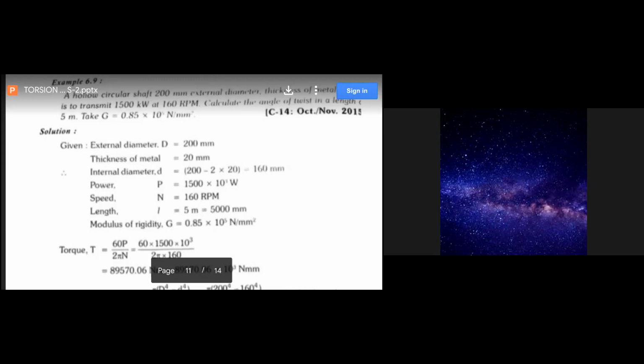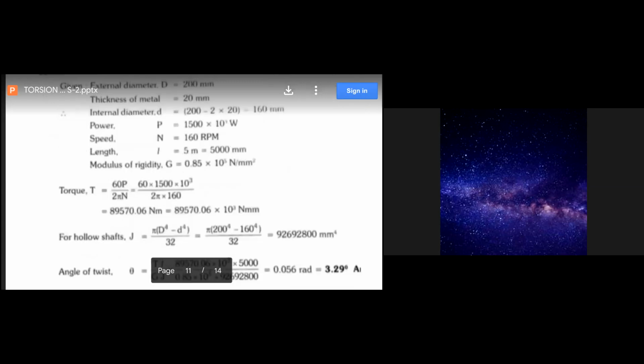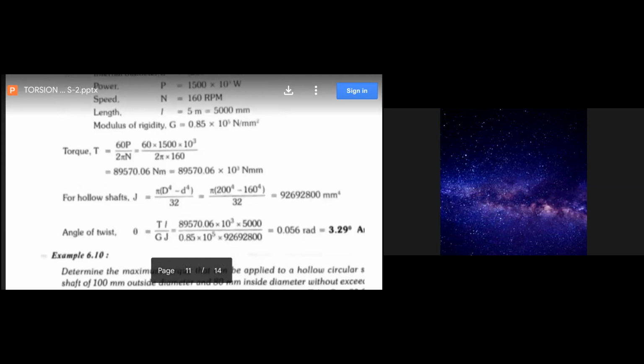So power is given, 1500 kilowatt, that is 1500 into 1000 watt. Speed is 160 rpm. Length is 5 meter, that is 5000 mm. G value is 0.85 into 10 power 5 Newton per mm square. And fine. So torque is equal to 60P by 2 pi n. So substitute 60 into 1500 into 10 cube by 2 pi n. So we will get 89570.06 Newton meter.